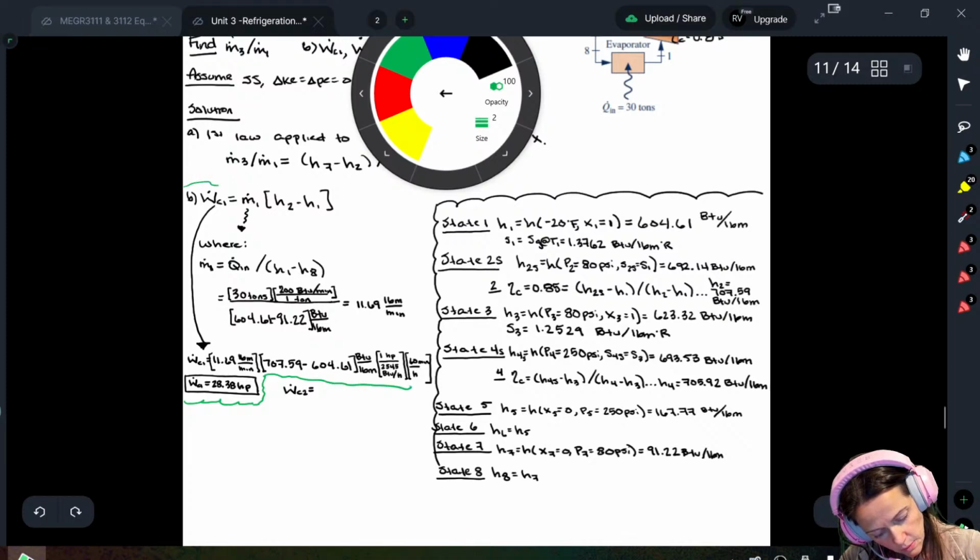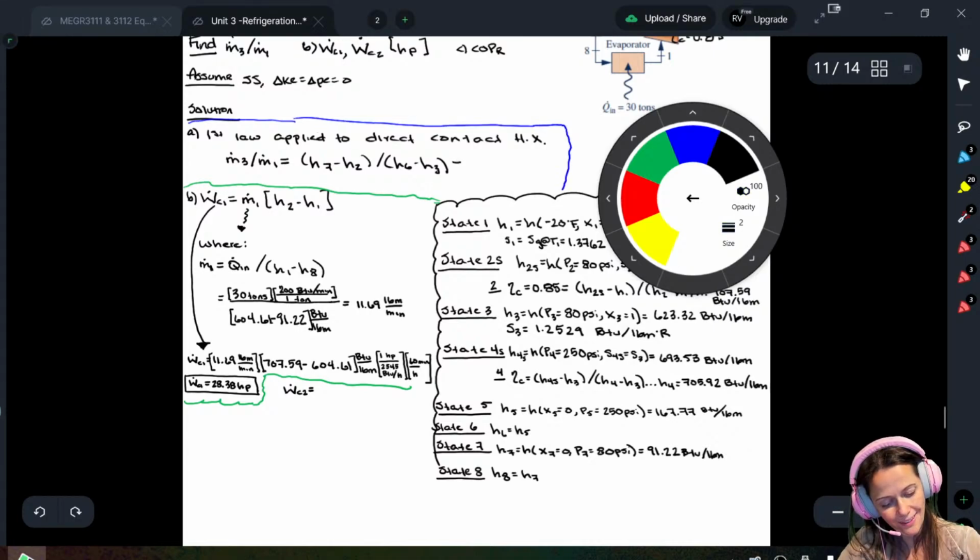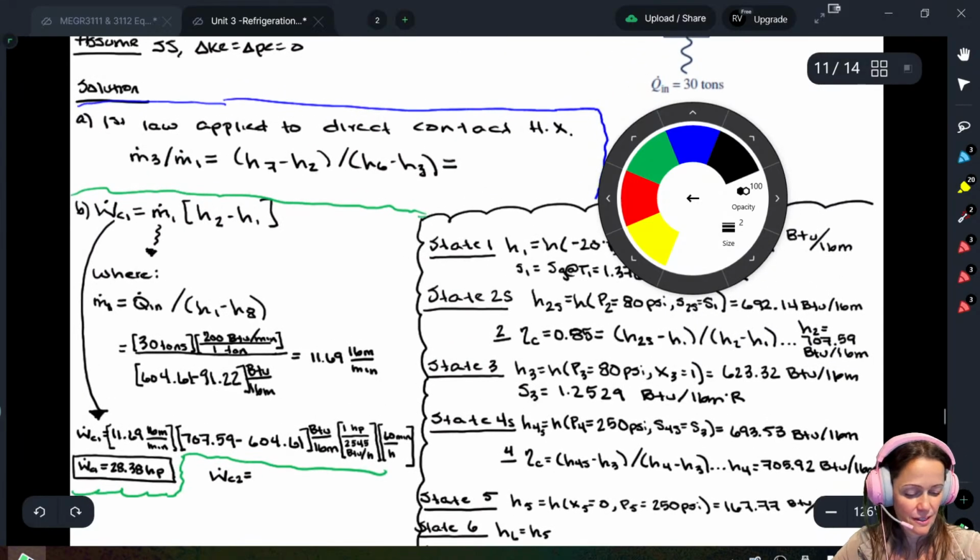Kind of separate some stuff. Okay. Oh, and I never got a number for that M.3 over M.1, but I do have it. It's 1.353.